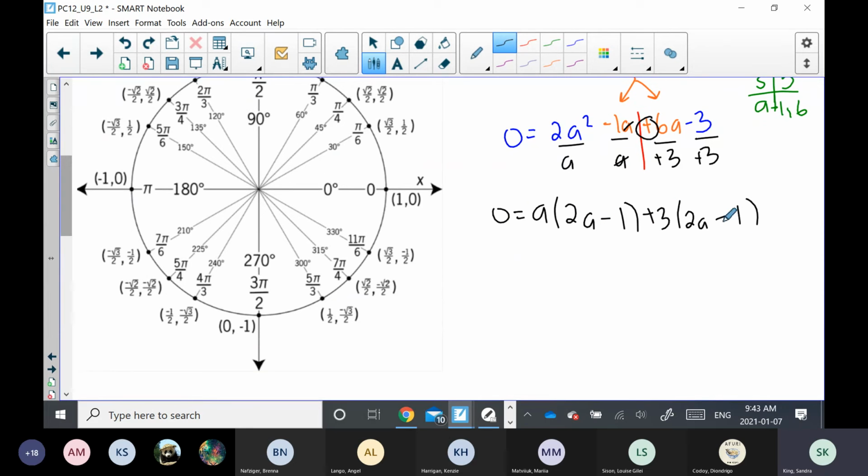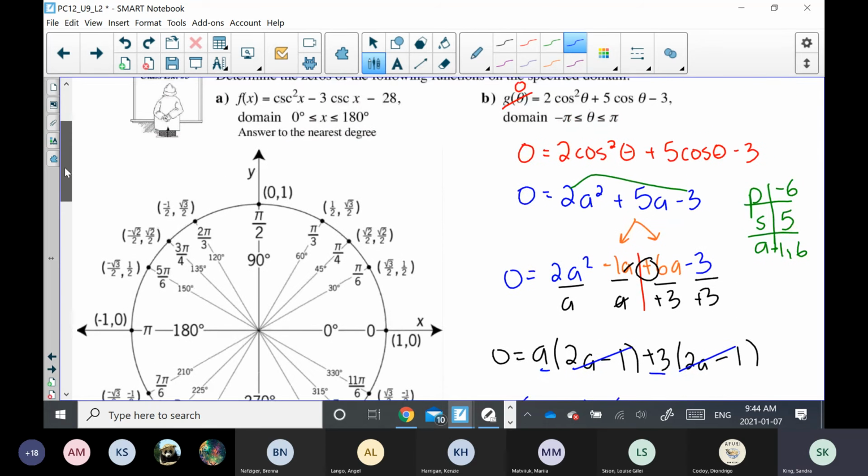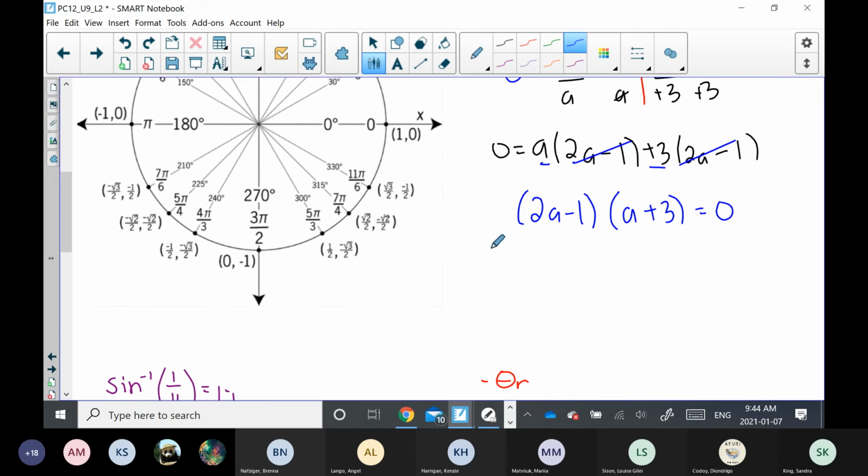My brackets are the same, so I'm going to factor out that bracket. My second factor is going to be a plus 3, because that joins together, and let that equal 0. You could now rewrite this, take out your a, put in what a is, which is the cos of theta. So one of my factors is 2 cos of theta minus 1. My other factor is cos of theta plus 3.